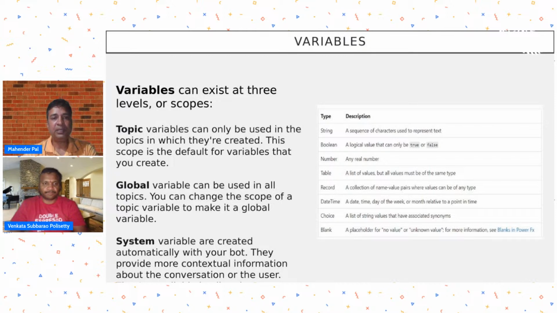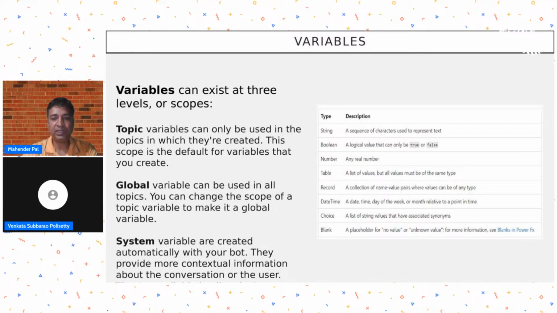Now variables. Just like variables in any programming language or tool, these are used to store temporary information. Okay. We can see we have different types of variables here as well. We can store string information, boolean true or false, and number information. And if you want to store any kind of list, we can utilize the table here. These are the different types of variables.